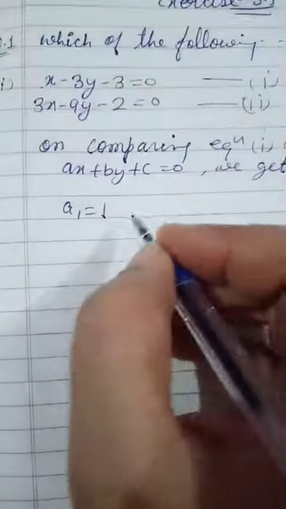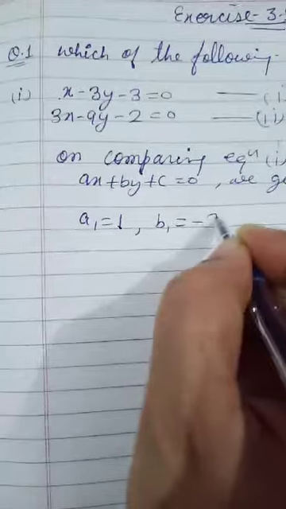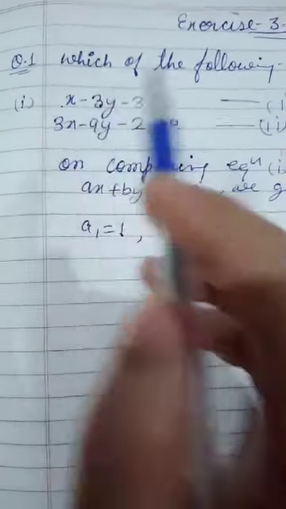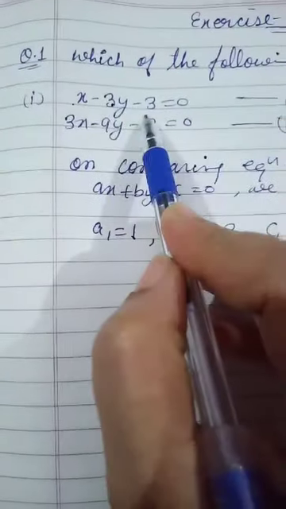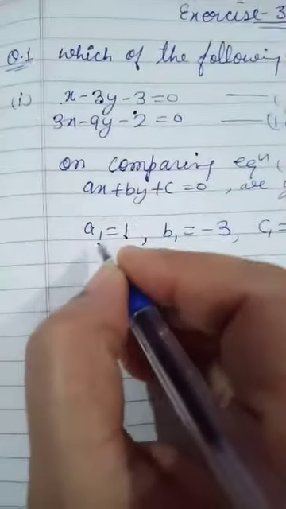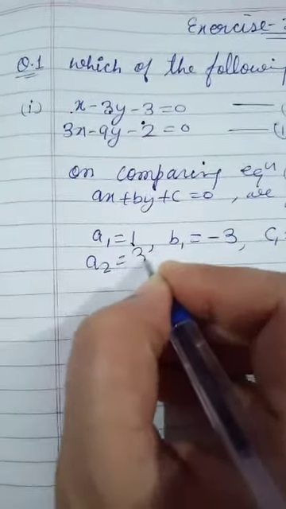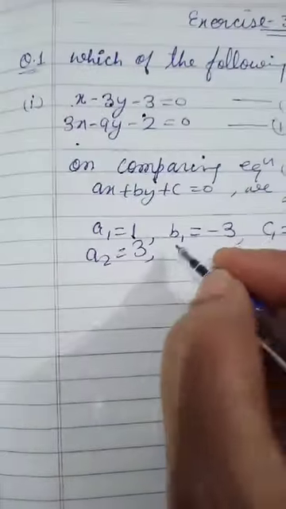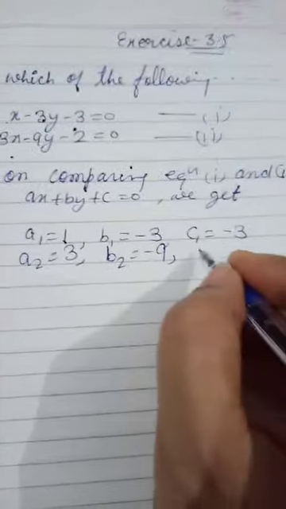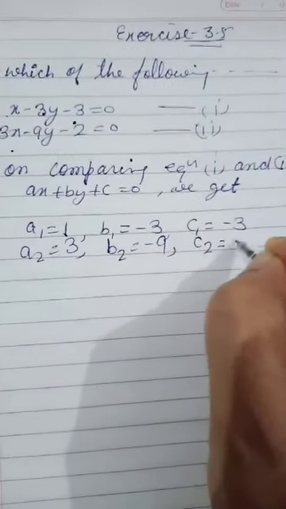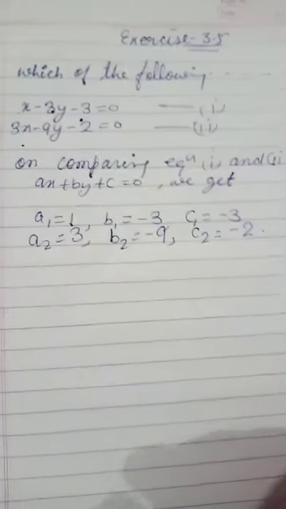a1 is equal to 1, coefficient of x, b1 is equal to minus 3, coefficient of y, c1 is minus 3, constant in first equation. Now a2 is 3, coefficient of x once again, b2 is minus 9, coefficient of y, and c2 is the constant in second equation, minus 2, right.